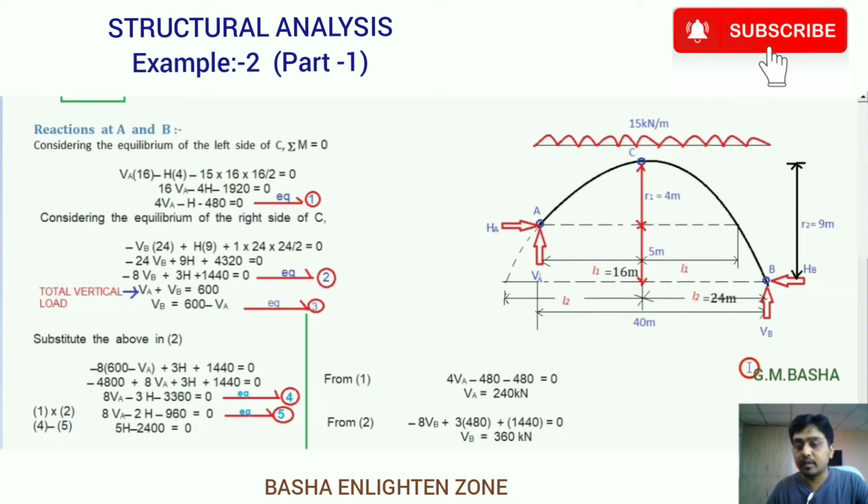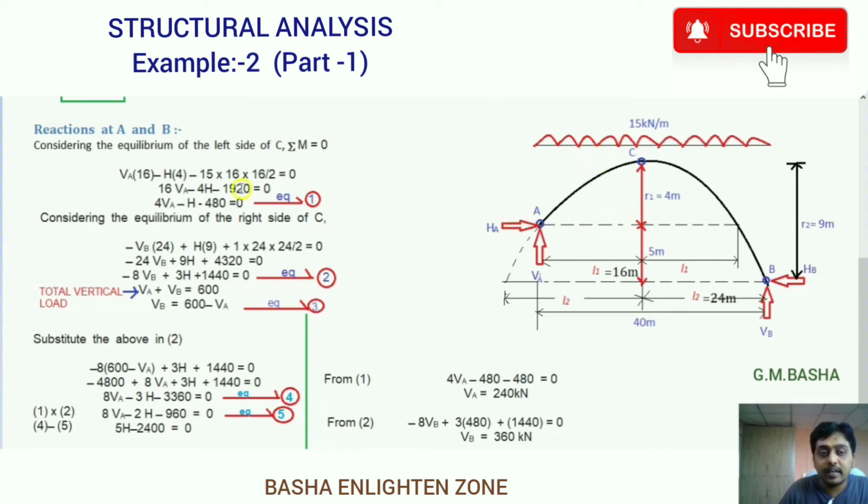See here, vertical reaction VA into 16 up to C. This will be acting clockwise. That is the reason taking positive. VA into 16. Again, minus HA into this one will be acting anti-clockwise. See here, this one will be acting clockwise. Follow the cursor. This one will be acting anti-clockwise.